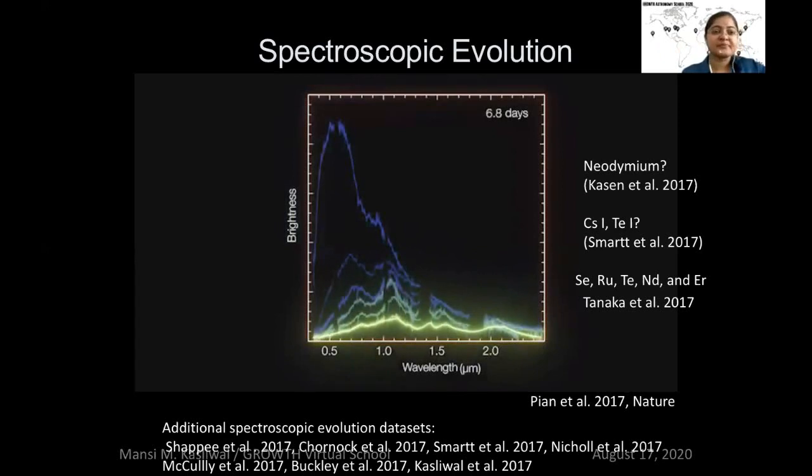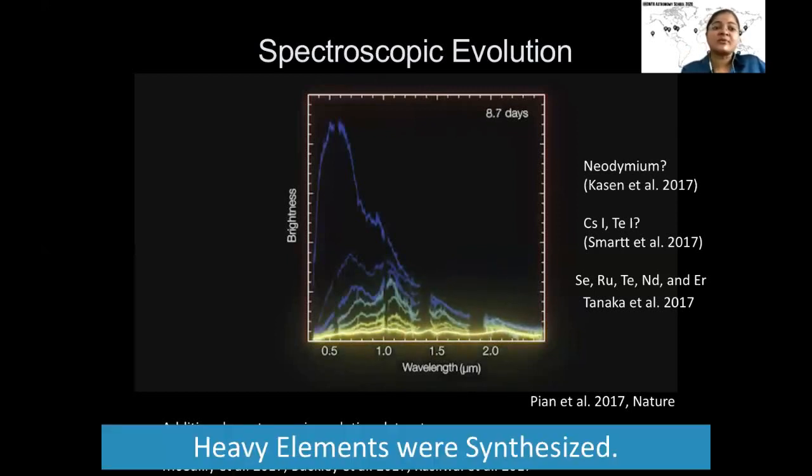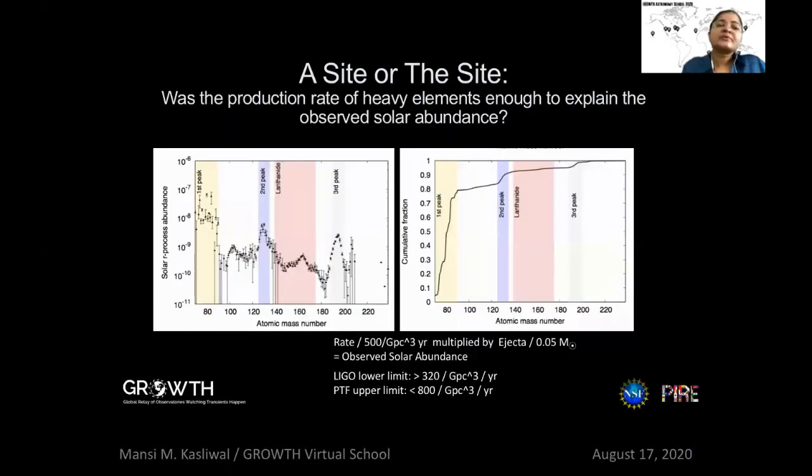So the question really in everybody's mind is that, okay, these seem to be very prolific sites of r-process nucleosynthesis. Heavy elements were definitely synthesized. So are neutron star mergers a site or the site as far as the production rate of heavy elements goes? What you see in this plot here is the solar r-process abundance. And this is how much of each element between atomic mass 70 and 200 we have in our local solar neighborhood.